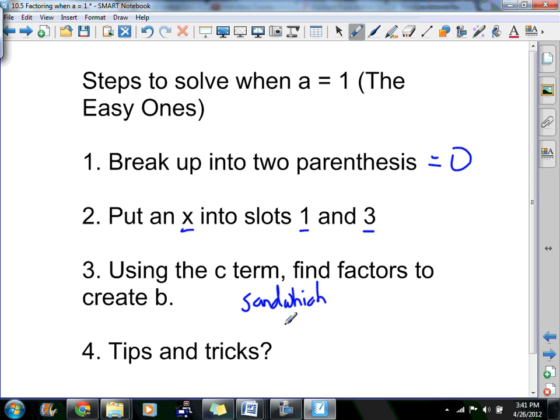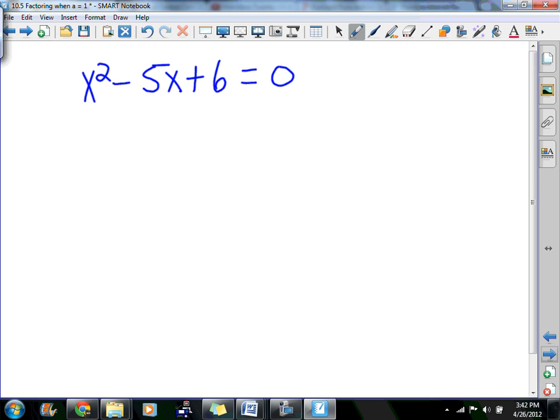Okay, and tips and tricks, watch your negatives. Okay, they can be tricky, and sometimes there's a certain level of guess and check. Okay, if you check your work and it doesn't work, just move around a negative or a number and see if you can just guess and check your way to the answer. Sometimes that works. Okay, so step 1 here, we're going to create 2 parentheses and set them equal to 0.